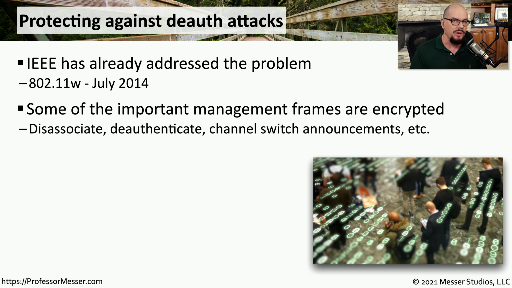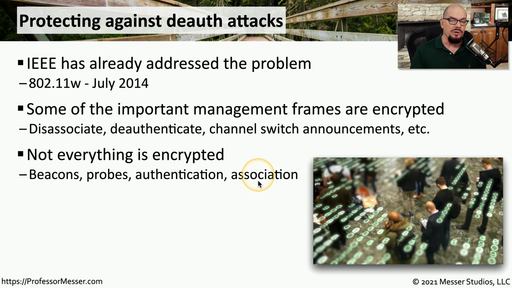This has now encrypted these management frames so that no one can modify or take advantage of those management frames on the network. So the disassociation, deauthentication, channel switch announcements, and other important management frames are now encrypted and can't be modified by a third party. Of course, there are certain frames that you can't encrypt so that you can first connect to this network. So frames like beacons, probes, authentication, and association frames are still sent in the clear. They are not susceptible to these types of denial of service attacks.